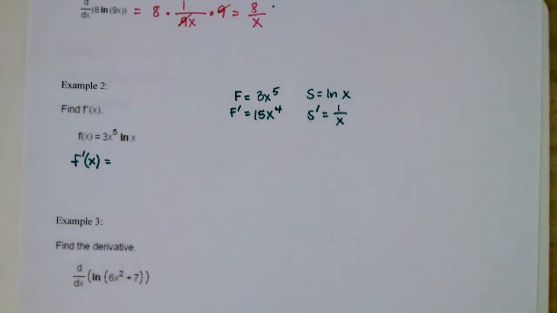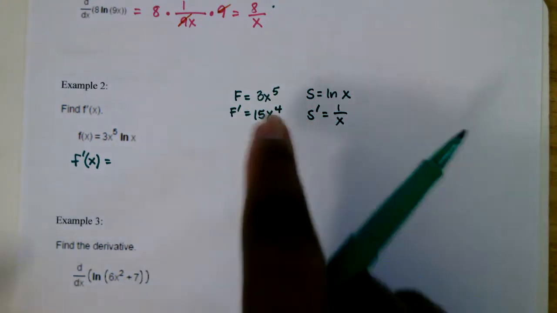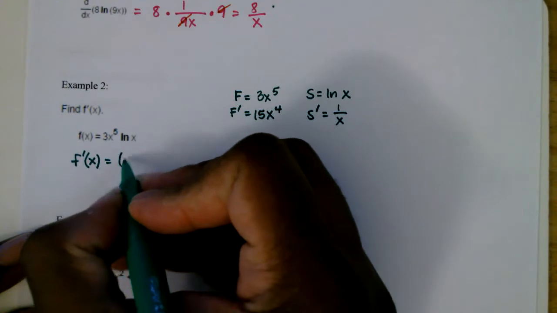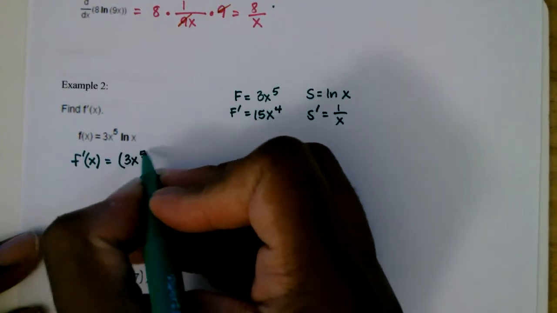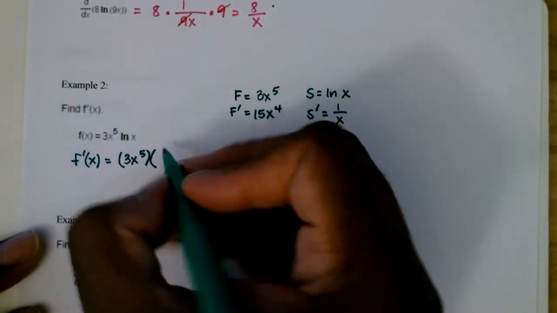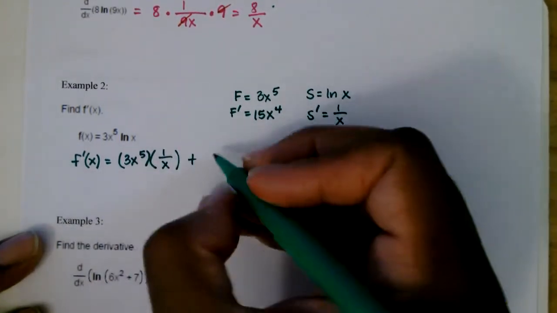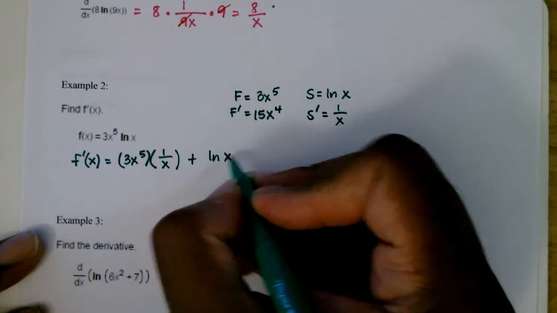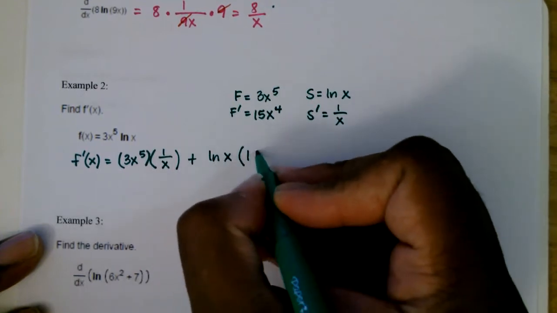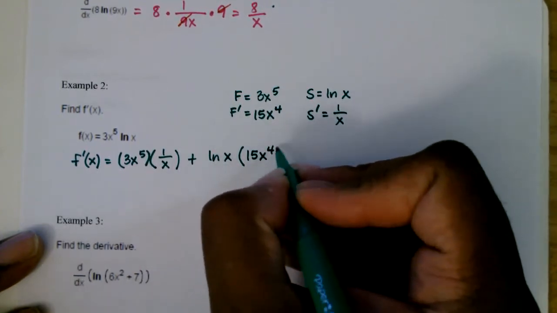And now we can find f prime of x using the product rule. That would be first, which is 3x to the 5th, times the derivative of the second. That's going to be 1 over x, plus the second, which is ln of x, times the derivative of the first. That's 15x to the 4th.